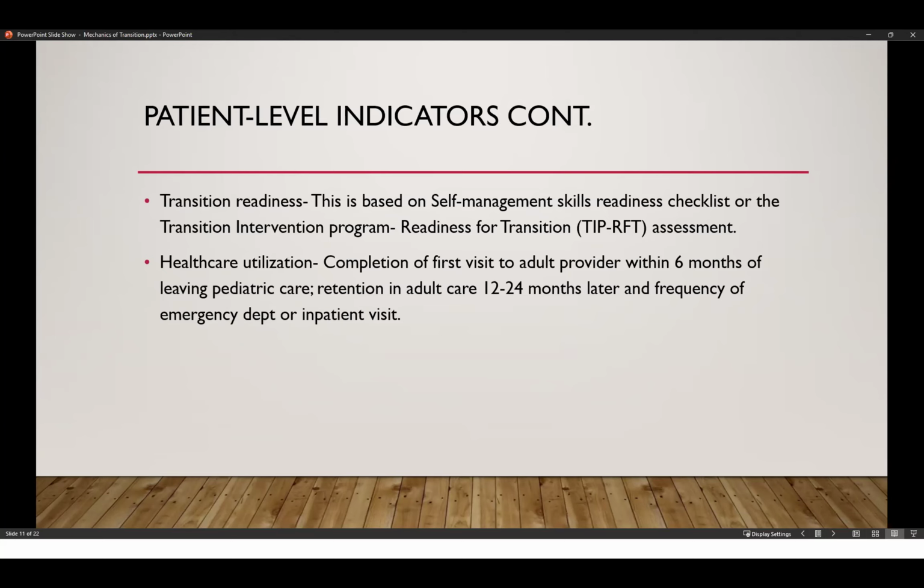And then healthcare utilization, as mentioned before. So this here is the completion of the first visit, and we expect this to happen within the first 6 months after leaving the pediatric care. And then retaining in the adult care system.